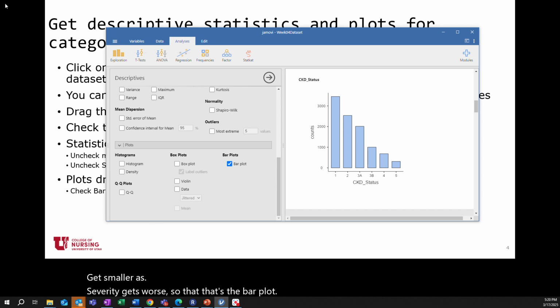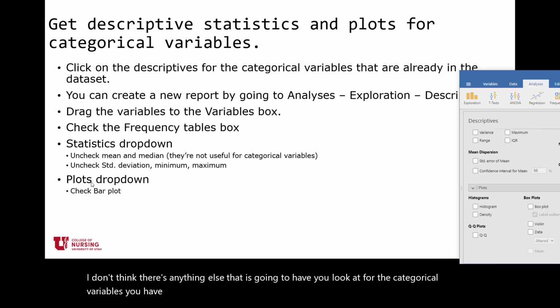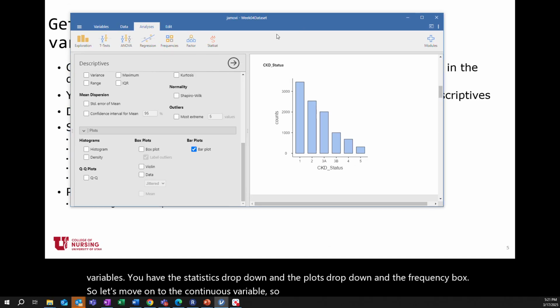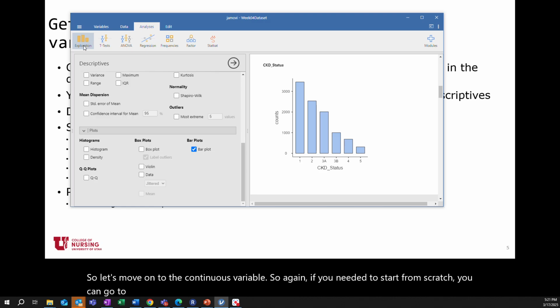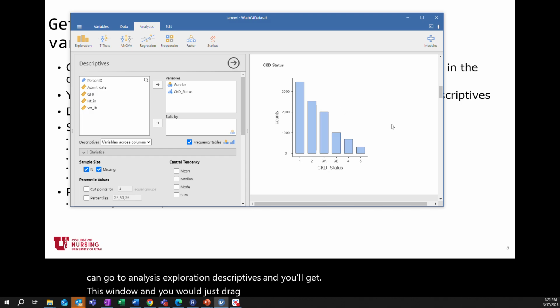I don't think there's anything else that I'm going to have you look at for the categorical variables. You have the statistics drop down and the plots drop down and the frequency box. So let's move on to the continuous variable. Again, if you needed to start from scratch, you can go to Analysis, Exploration, Descriptives, and you'll get this window, and you would just drag your continuous variables over.